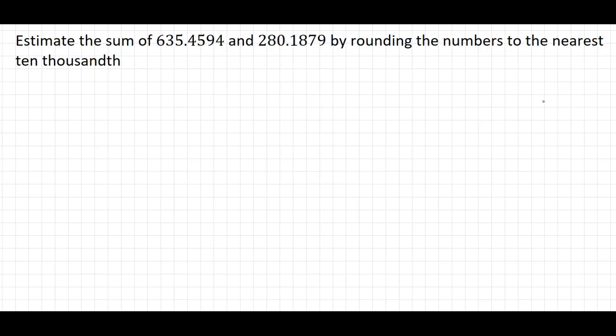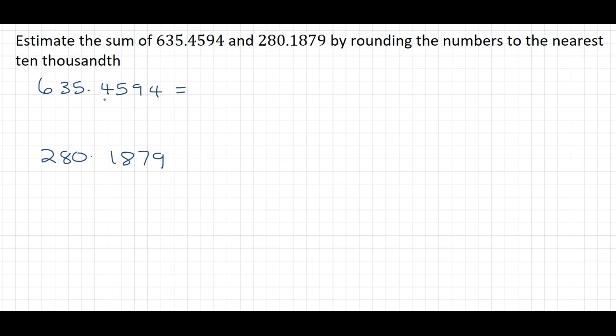And our final example, estimate the sum of 635.4594 and 280.1879 by rounding the numbers to the nearest ten-thousandth. So let's see, do we have to do anything? Let's write our numbers out first. 635.4594, and then we have 280.1879. So let's go ahead and see what the ten-thousandth position is going to be.